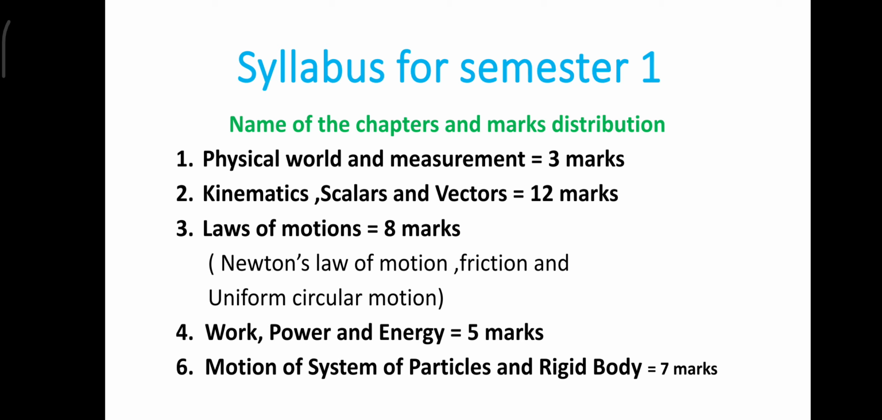Next chapter is work, power and energy. From this chapter 5 marks will be allotted. Next chapter is motion of the system of particles and rigid bodies, and it is 7 marks. So in total it is 3 plus 12 plus 8 plus 5 plus 7, that means 35 marks in total, and all the questions are MCQ type questions.